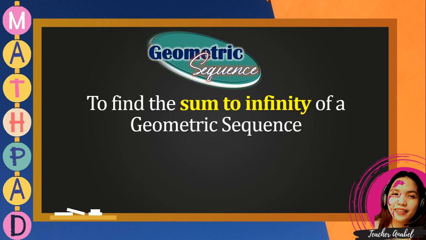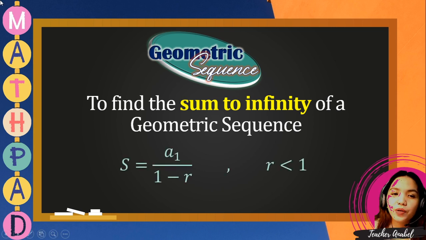Okay. So now let us have this one. Is it possible for us to find the sum to infinity of a geometric sequence? Yes, but that is not applicable to all geometric sequences. Why? We can use this formula: S is equal to a sub 1, or the first term, divided by 1 minus r. And this can be used if and only if the common ratio is less than 1. Kapag less than 1 lang.